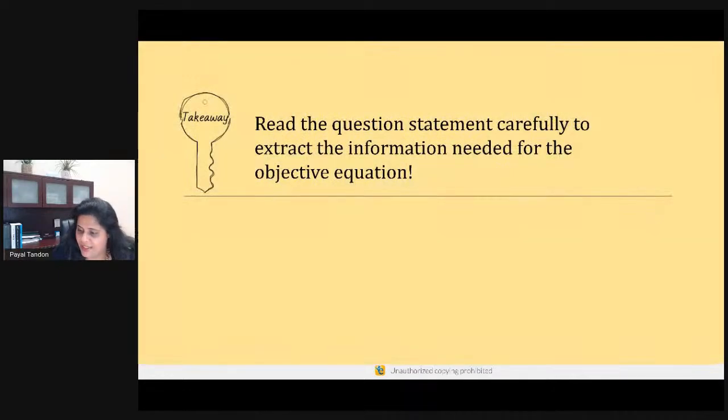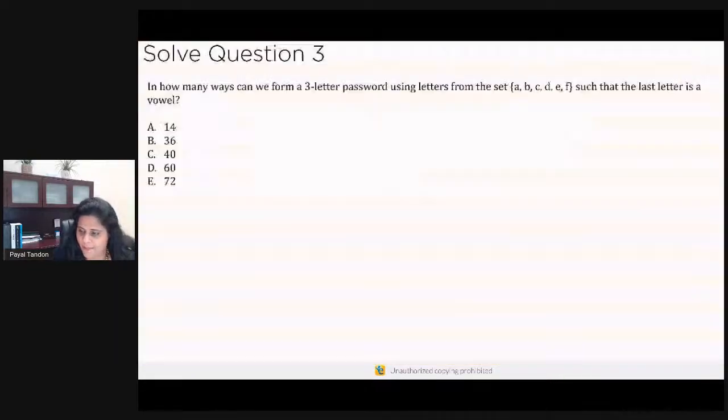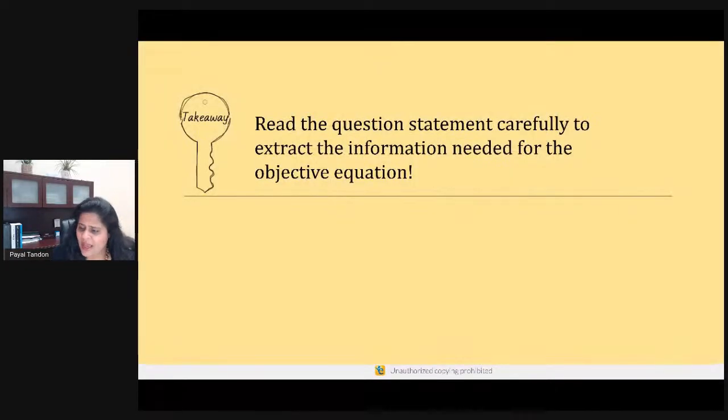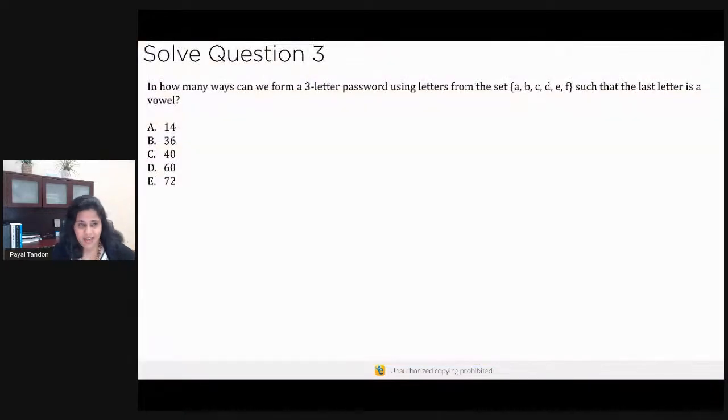Again, you have to read the question statement to extract the necessary information that you require in order to create your objective equation. Now, let's finish this section, and then I'm going to take a pulse of the class to see where they are at. So solve this question. Again, relatively simple question. I just want you to apply the process that we have been talking about.